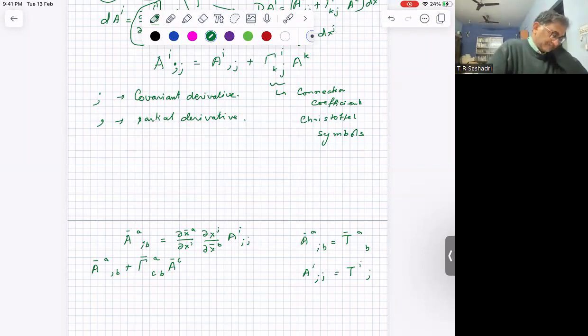Is it okay? Gamma does not transform like a tensor, and the partial derivative of A does not transform like a tensor either. But gamma times A will deviate from the tensor transformation in such a way that in this combination, both will cancel out. That is how I choose gamma.